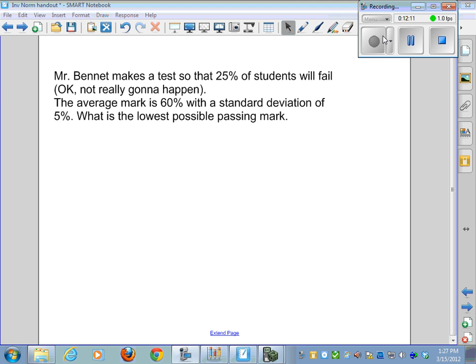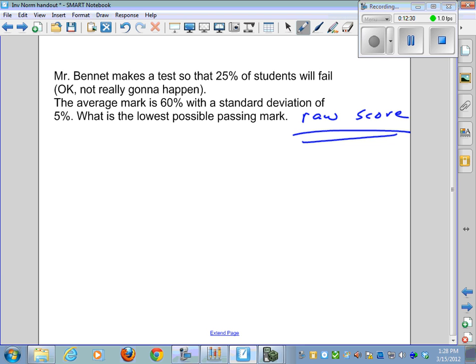Is this a shade norm or is this an invert norm? I'm giving you the percent. I'm asking for the lowest possible passing mark. In fact, I'm actually asking you for the raw score. I'm asking for the value of X. What's the lowest possible passing mark? It's not 50, by the way.